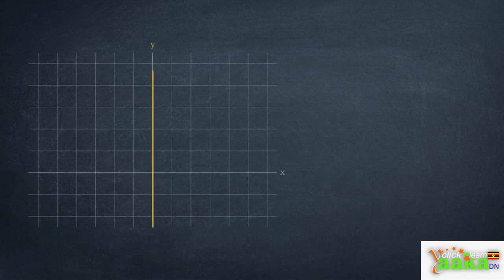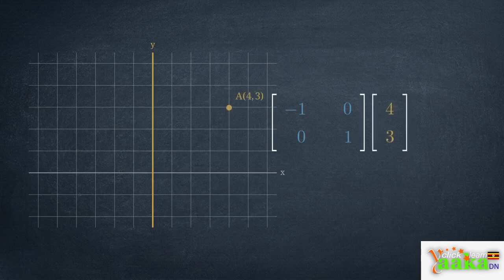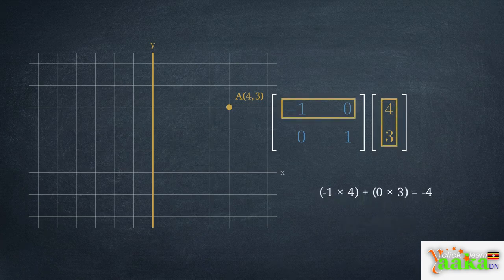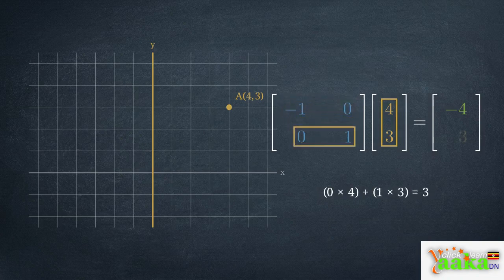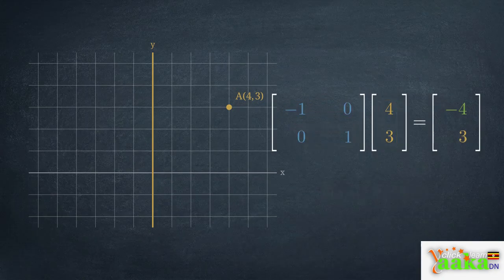Now let's test this with a y-axis reflection. The matrix for this is -1, 0, 0, 1. Pause the video here, set up the equation for point A at 4, 3, and calculate its new location. When you multiply the row by the column, the -1 flips the sign of the x-coordinate, giving -4, 3. Watch the grid. Point A jumps directly across the y-axis, acting exactly like a mirror reflection.